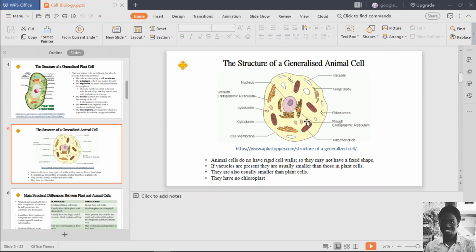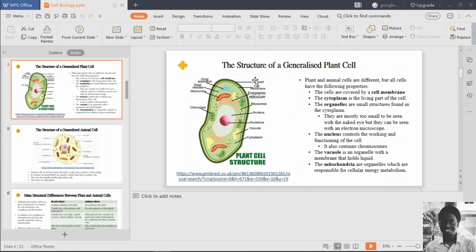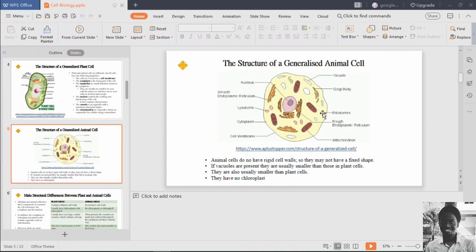So look, we have one vacuole here. This is another one here. You have many small vacuoles in animal cells. However, in a plant cell, you have one central large prominent vacuole. These vacuoles here in the animal cell are temporary.